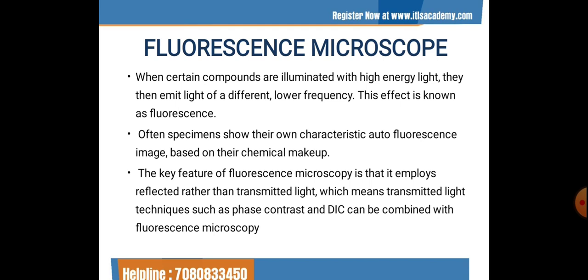Often specimens show their own characteristic autofluorescence image based on their chemical makeup. The key feature of fluorescence microscopy is that it employs reflected rather than transmitted light, which means transmitted light techniques such as phase contrast or dyes can be combined with fluorescence microscopy.